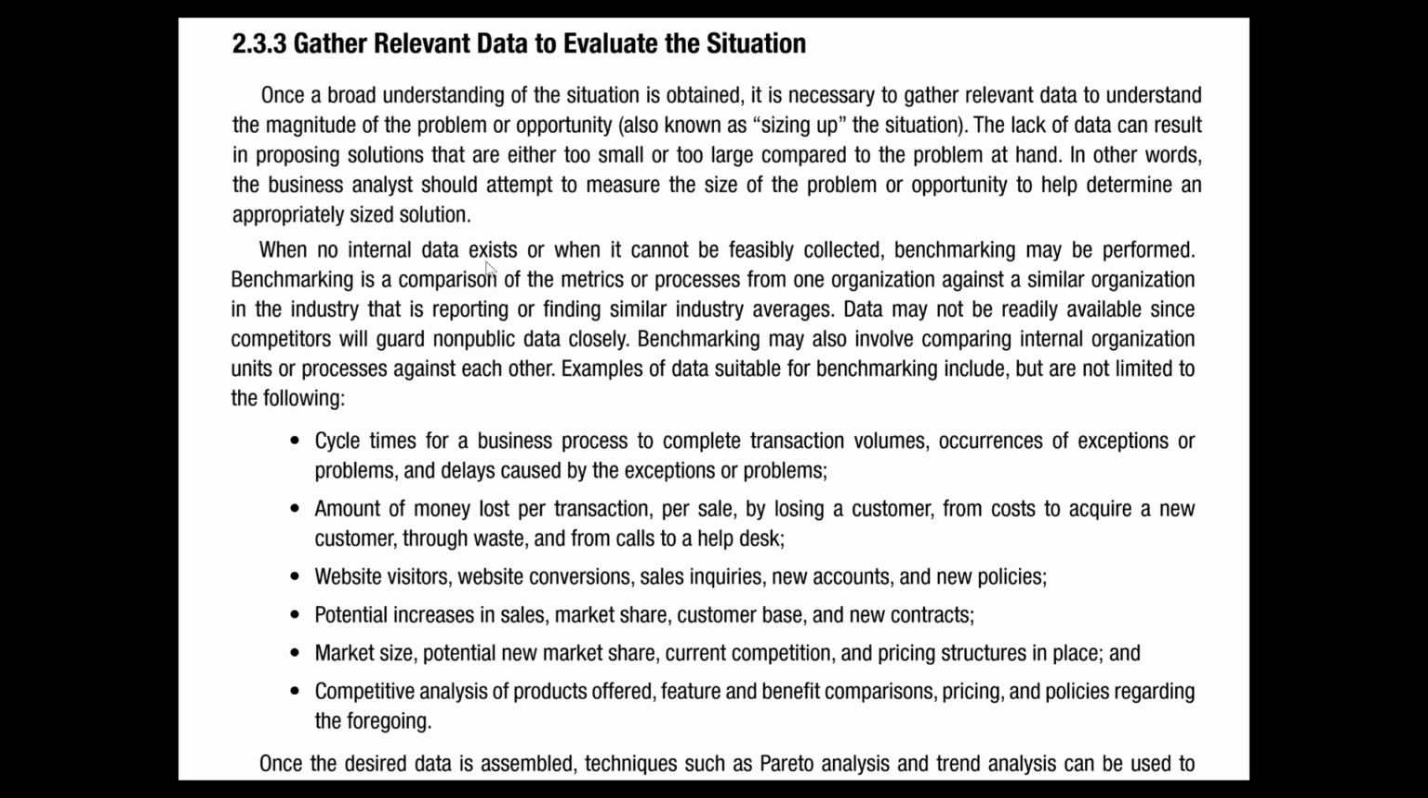When no internal data exists and when it cannot be feasibly collected, benchmarking may be performed. Now, I would ask you, what does benchmarking mean?